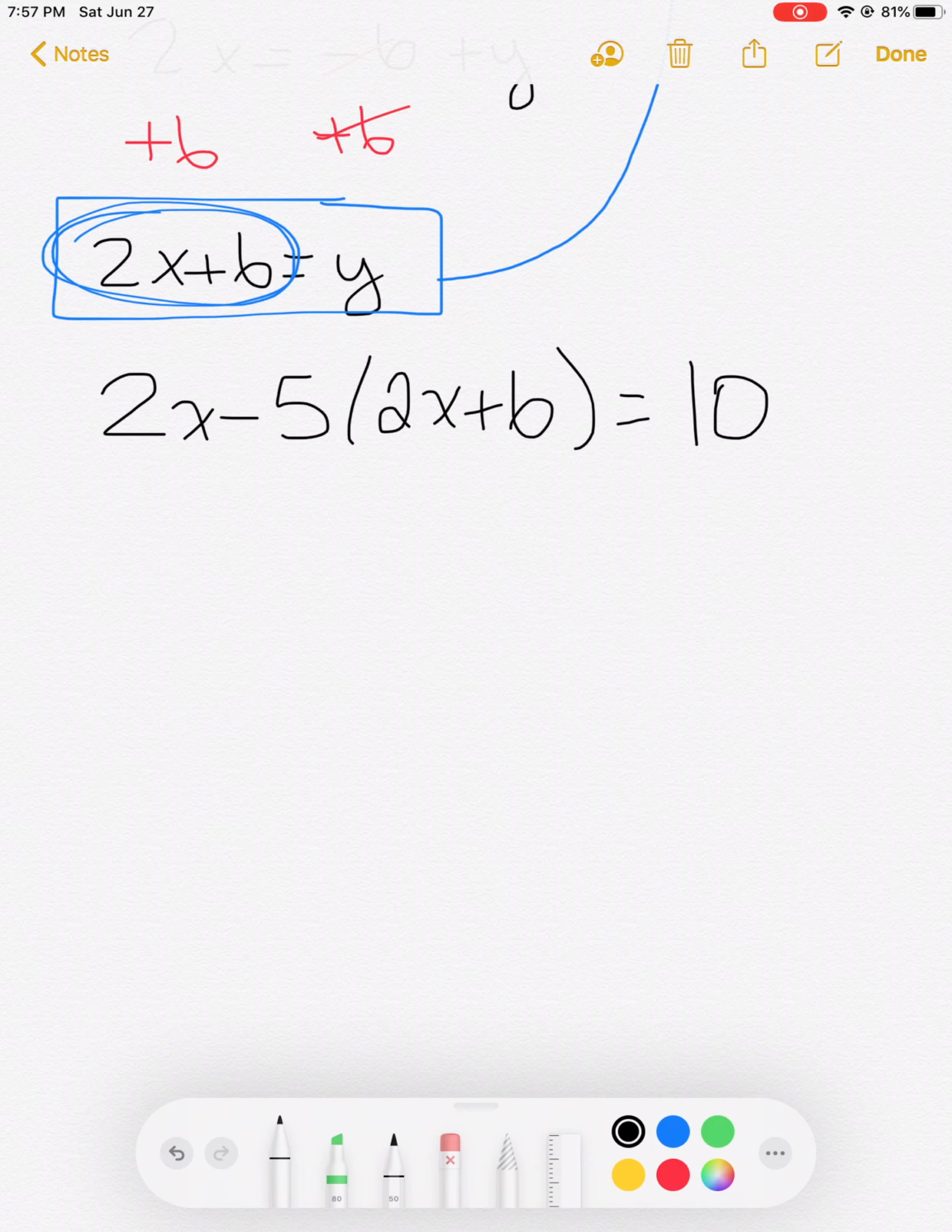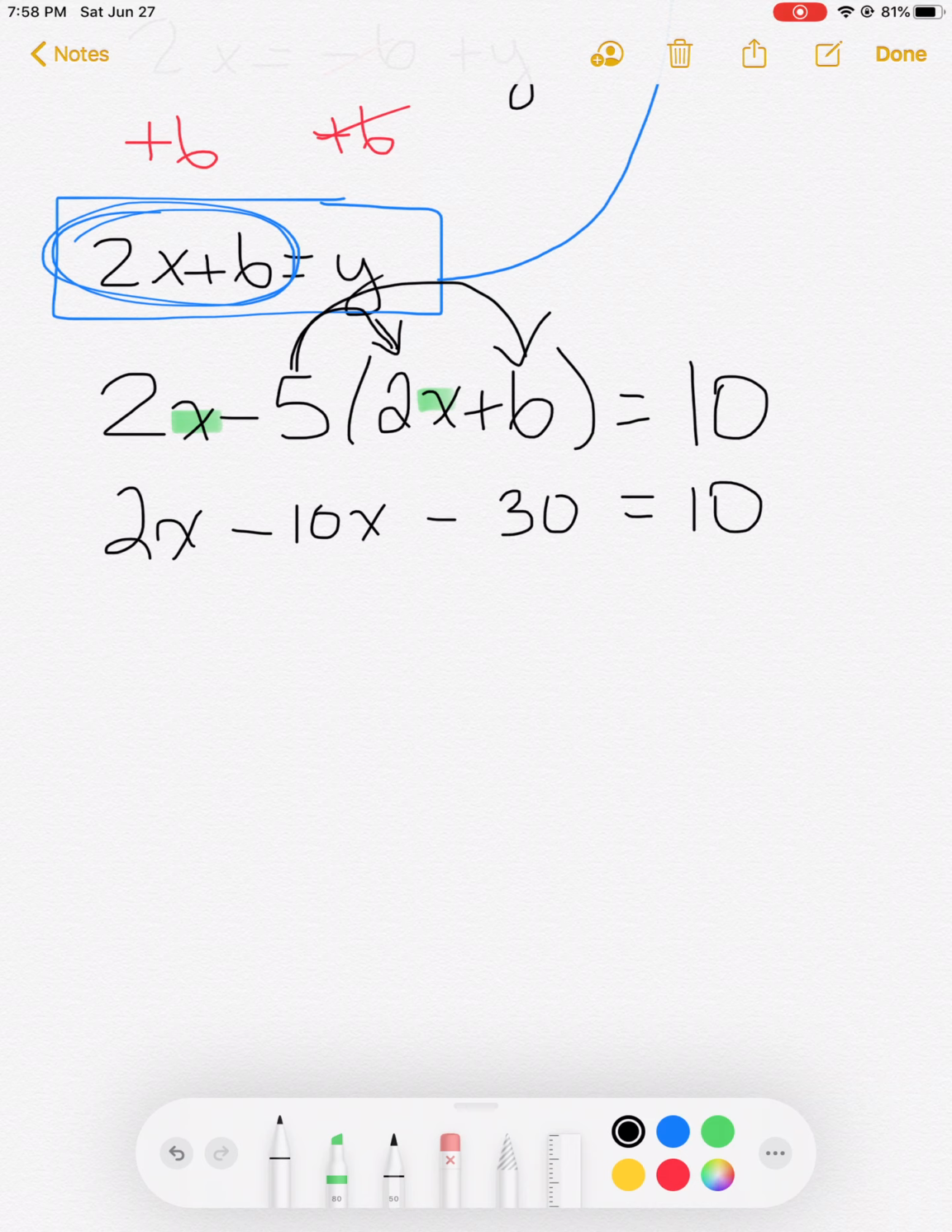Okay, now that we've done that, we have to solve for the variable. So we're solving for this x. What we need to do first is expand the brackets, get the variables on one side, the numbers on the other, and solve. So this is going to take a bit more work. We have 2x, and I'm going to expand this. -5 times 2x is -10x. -5 times +6 is -30, and then equals 10, because that's it there.